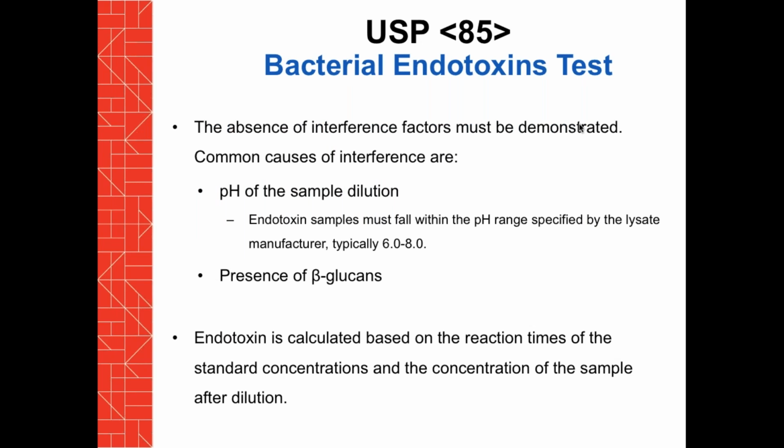Per USP 85, the endotoxin samples must fall within the pH range specified by the lysate manufacturer, typically 6 and 8. This is done on every sample tested to ensure compliance with USP guidelines. In addition, another common cause of interference in conducting endotoxin testing is the presence of beta-glucans.